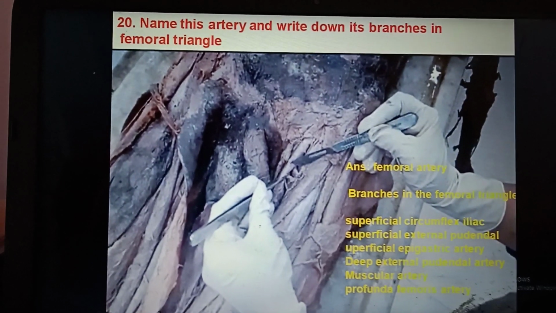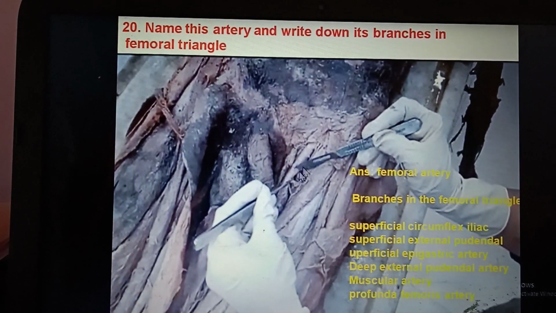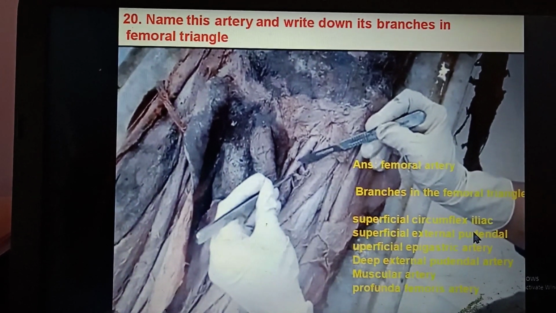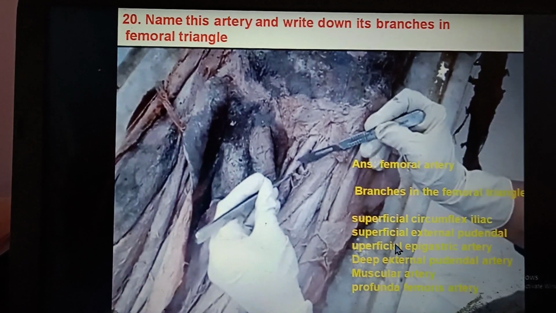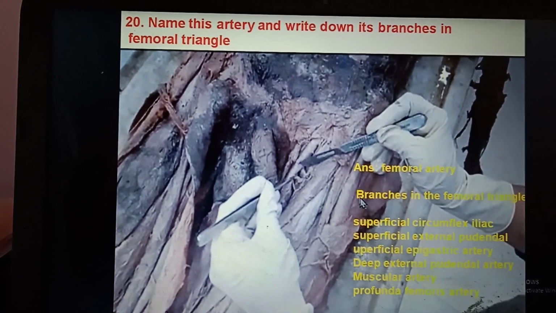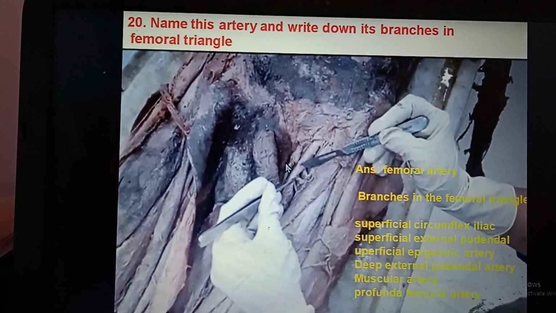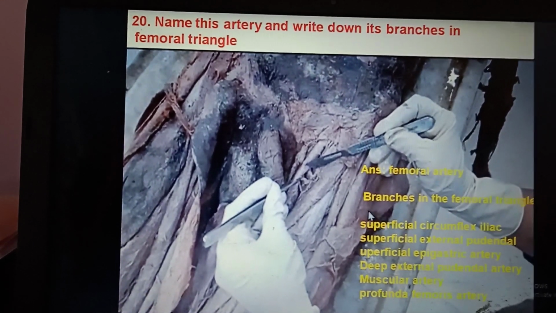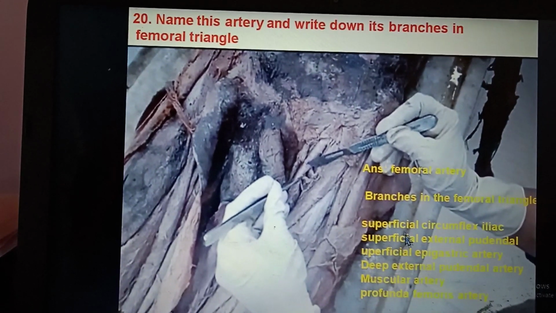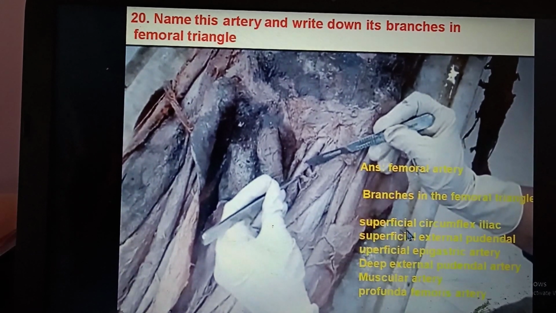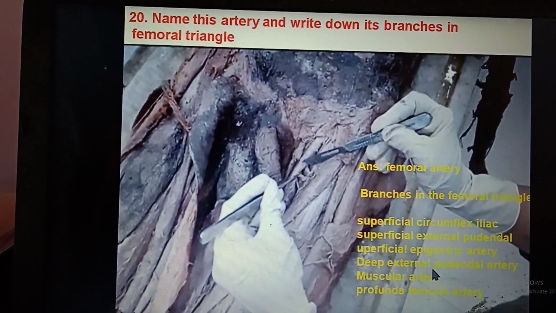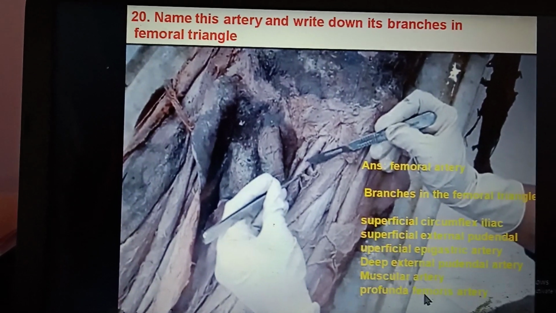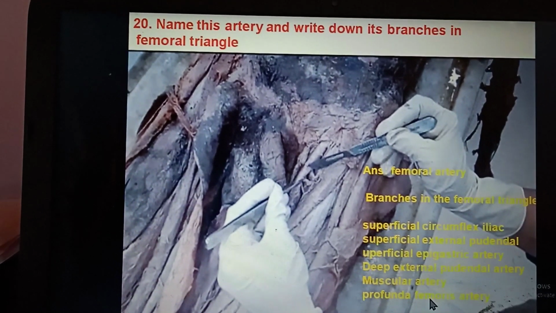Name this artery and write down its branches in the femoral triangle. This is the femoral artery, and its branches in the femoral triangle are superficial circumflex iliac, superficial external pudendal and superficial epigastric arteries. And in the deep, only the deep external pudendal, DEP, depression, and the other one is the muscular branch and the profunda femoris artery. These are the branches in the femoral triangle.